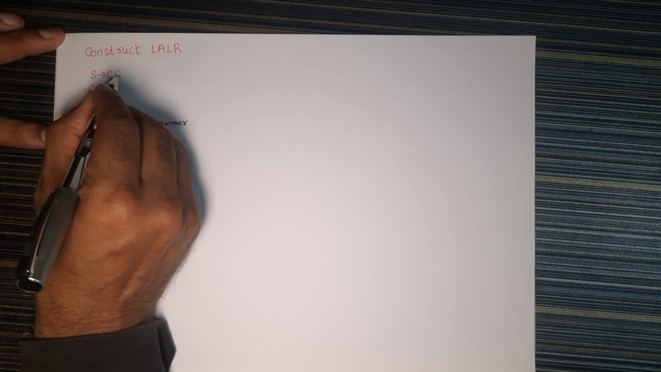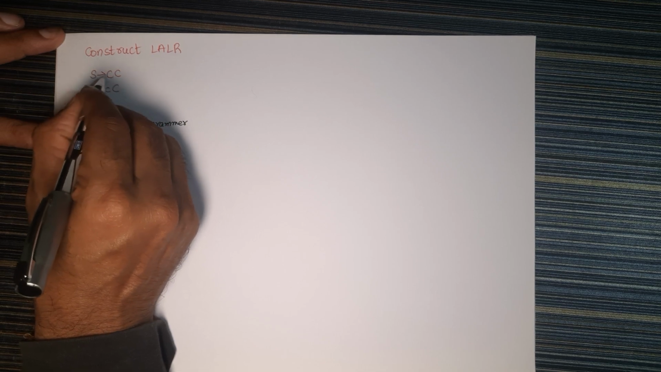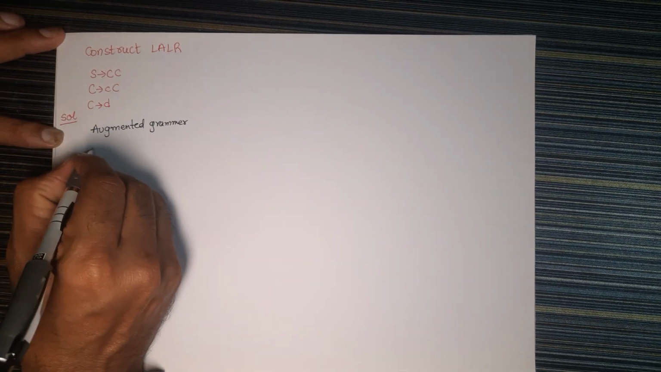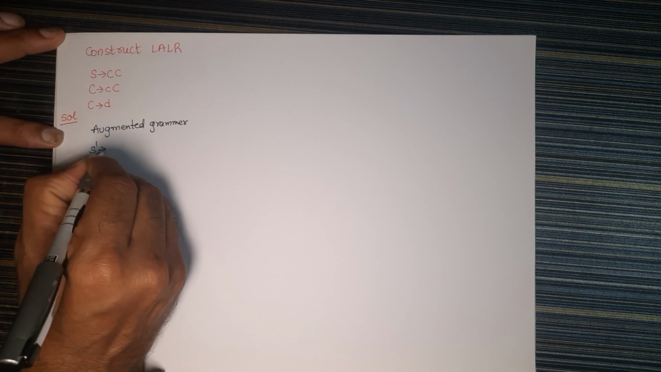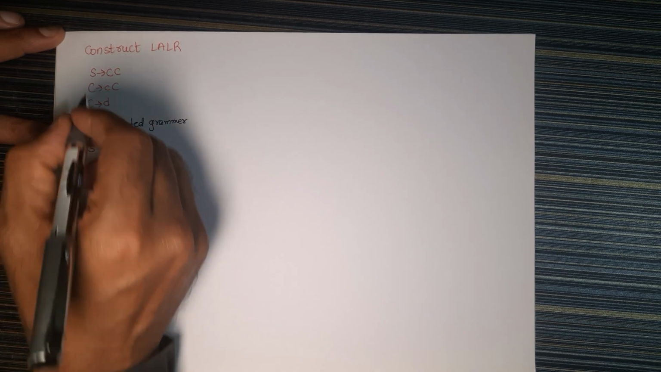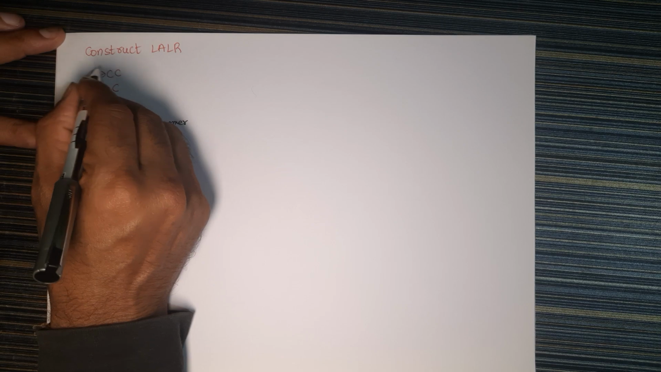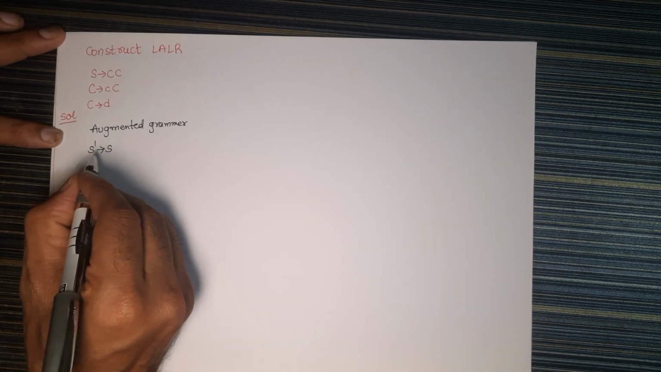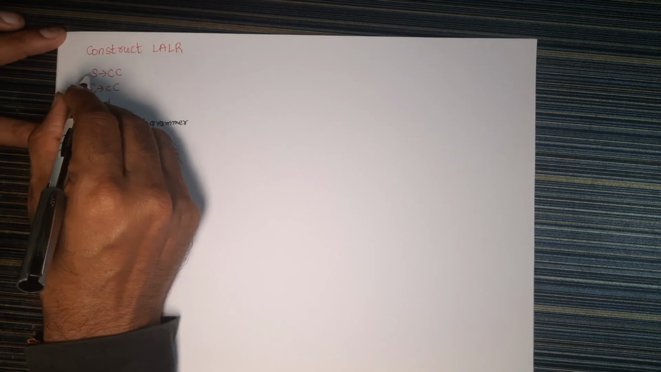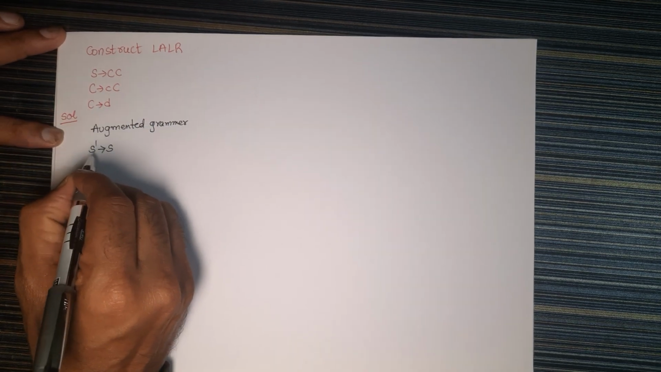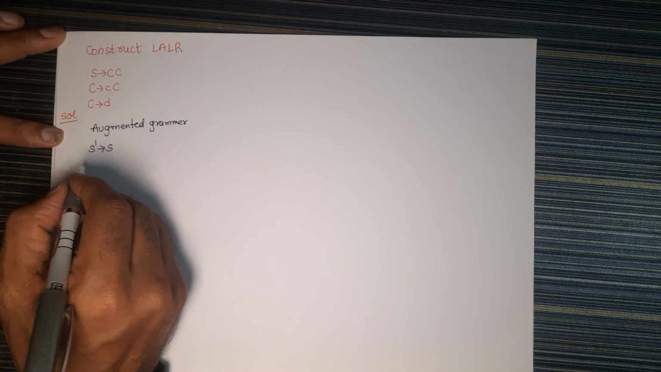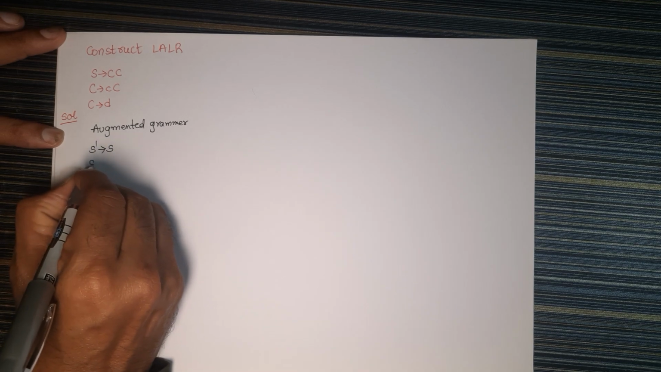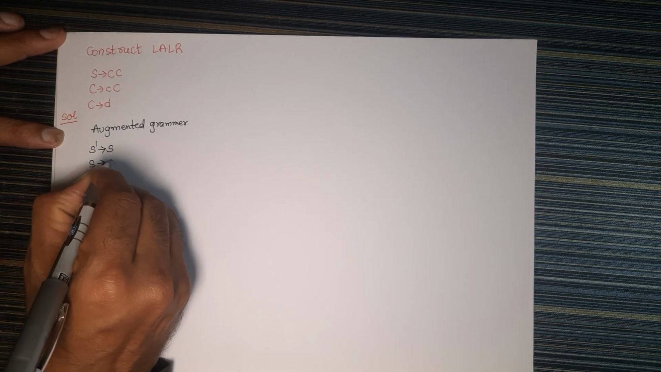S → CC. So when the first production is S → CC, the augmented grammar is S' → S. Suppose the production is E → CC, then you would add E' → E. The first production is S, that's why we have written S' → S. And we need to add the remaining productions as they are.